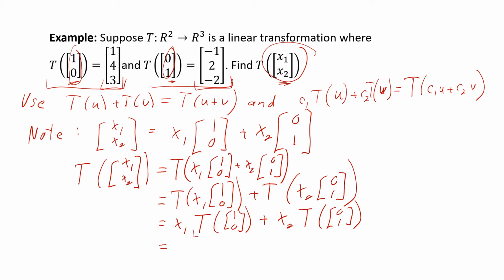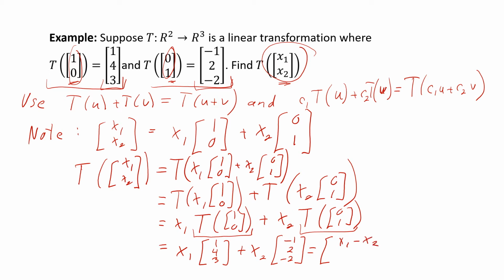But I was told what that's equal to and what that is equal to. So this is equal to x1 times 1, 4, 3 plus x2 times, I was told what T(0, 1) is equal to. It's equal to negative 1, 2, negative 2. So I can now combine these, and this is equal to x1 minus x2, 4x1 plus 2x2, and 3x1 minus 2x2. And there's my answer. So no matter what vector I start with, I have an equation that gives me my transformation.